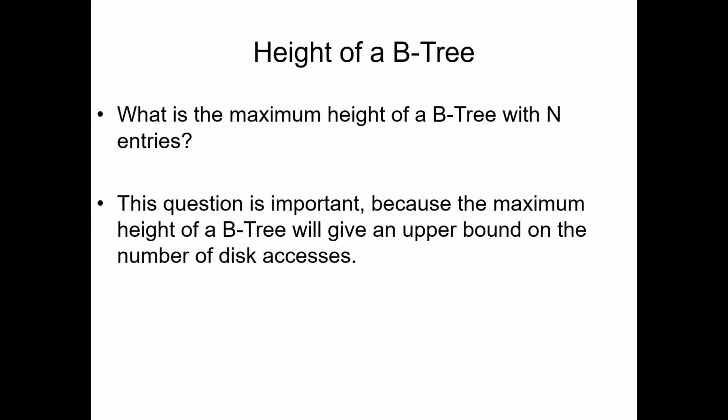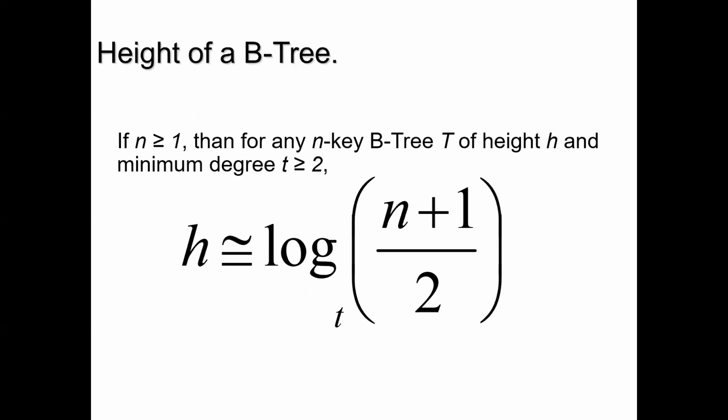So the question is, what is the minimum height of a B tree with n entries? This question is important because the maximum height of a B tree will give an upper bound on the number of disk accesses. So this is the formula to find the height of a B tree with respect to the degree t. If the minimum degree t is greater than or equal to 2, then we can substitute the values in this equation to find the height of a B tree.